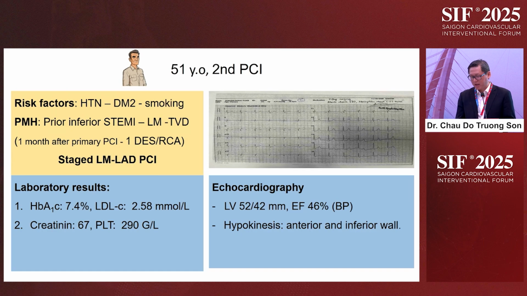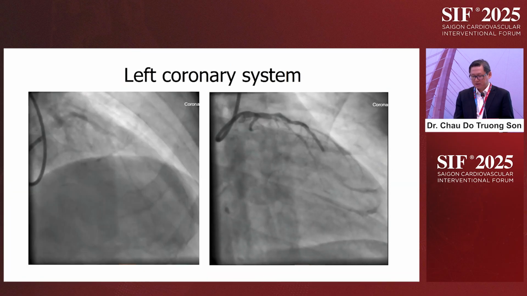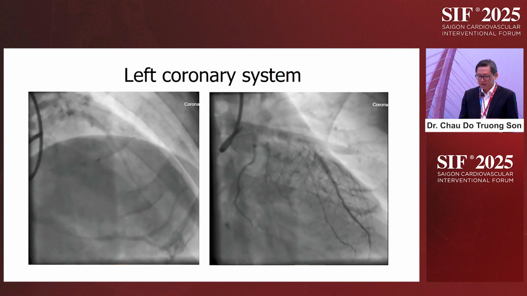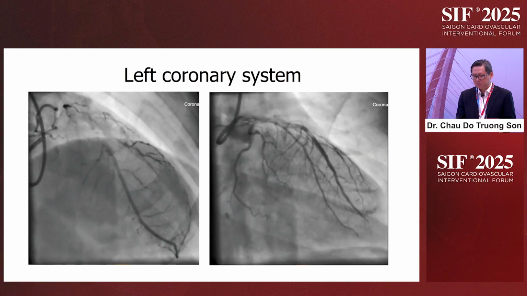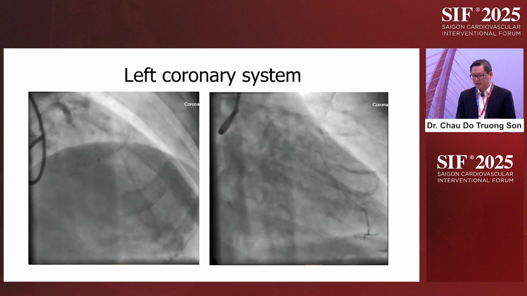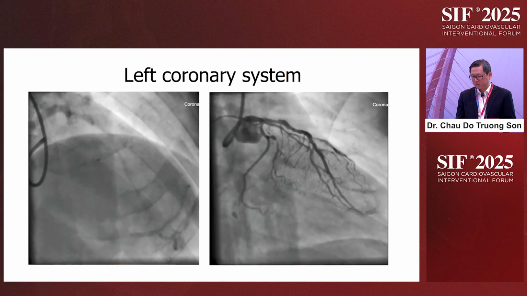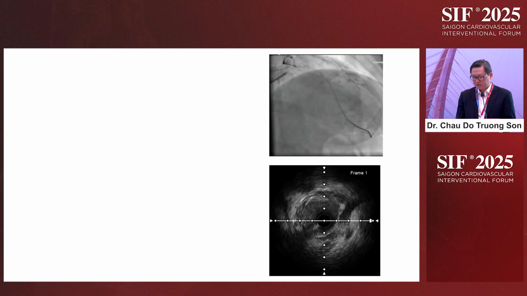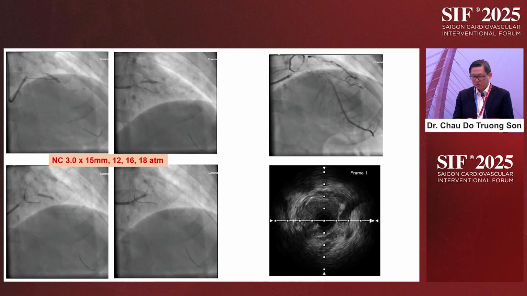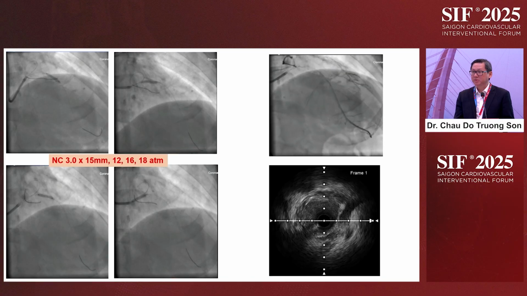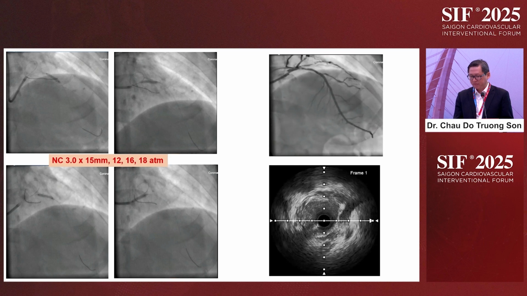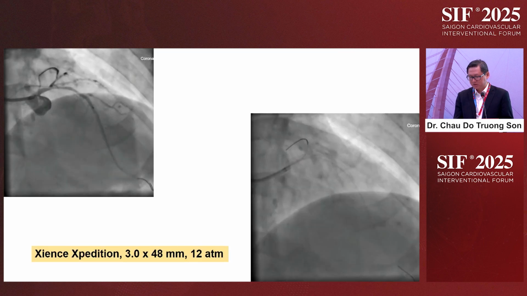Cardiac echo shows LVEF around 46%. And this is the picture of the left main LAD. We plan to do the PCI on left main LAD. The ostium is quite small in this case. And as usual, we do the NC 3.0 by 15 along the left main to LAD. And this is the angio and the IVUS.